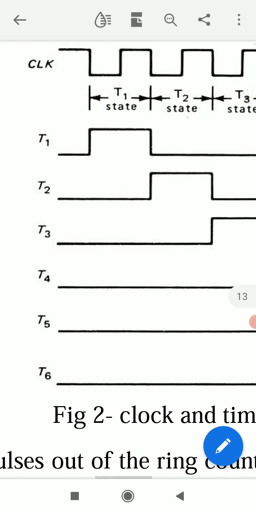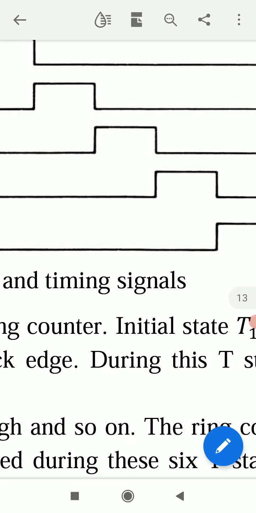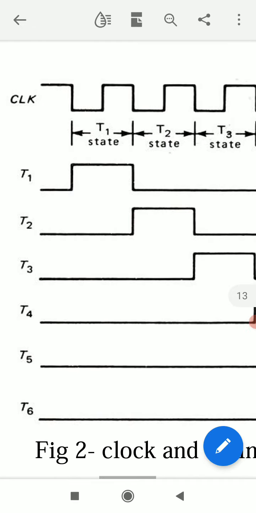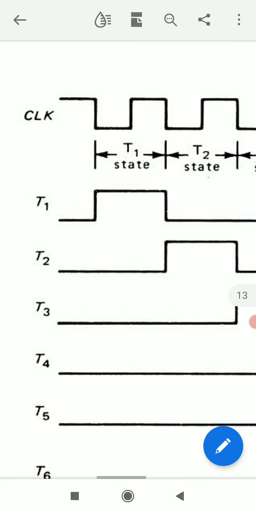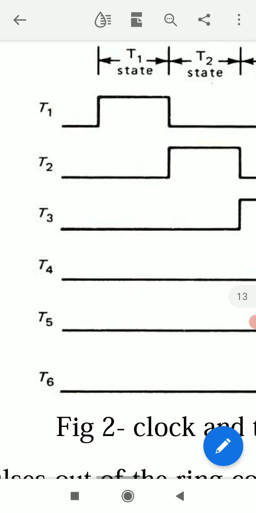In T2 state, T2 is 1 and the other T1, T3, T4, T5, T6 are 0, and so on. So this figure shows clock and timing signals. This is the clock signal, a square wave signal, and then these 6 T states: T1, T2, T3, T4, T5, T6.